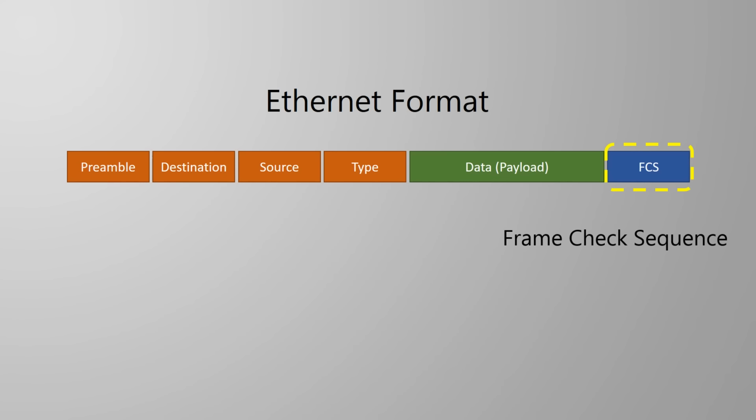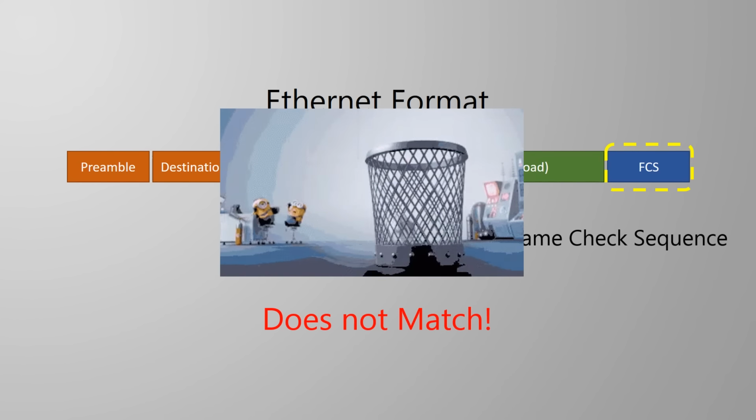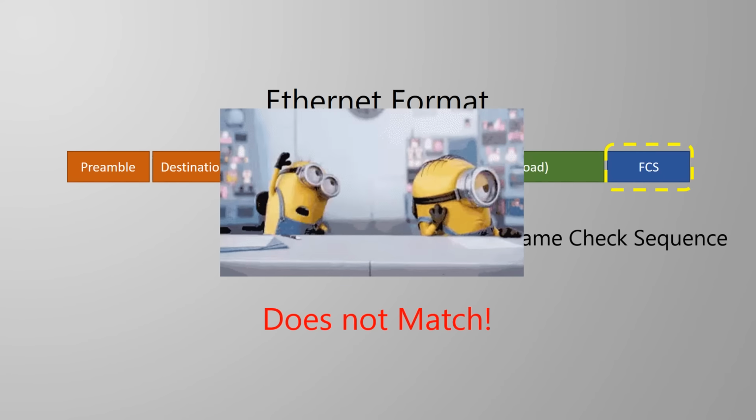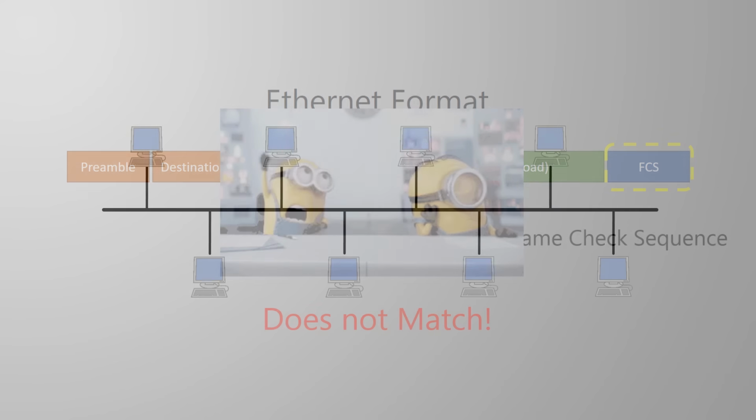That means there's been no corruption. But if the results are different, then there must have been a change in the data somewhere. That means that the frame is corrupt and it will be discarded. Ethernet will not try to recover this data. However, as we've seen in past videos, higher level protocols like TCP may try to recover the data.